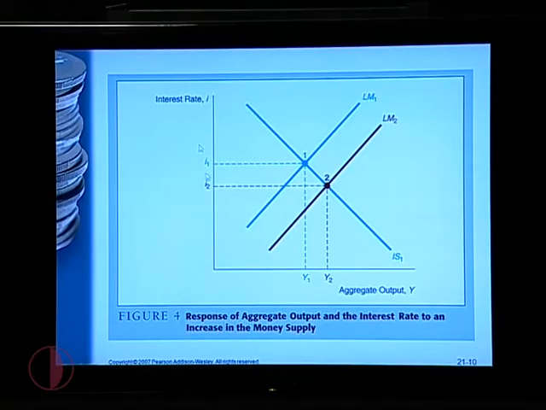So, interest rate and aggregate output. What are we trying to do here? We are trying to see the response of aggregate output and the interest rate to an increase in the money supply, from point 1 to point 2, from LM1 to LM2, from I1 to I2.